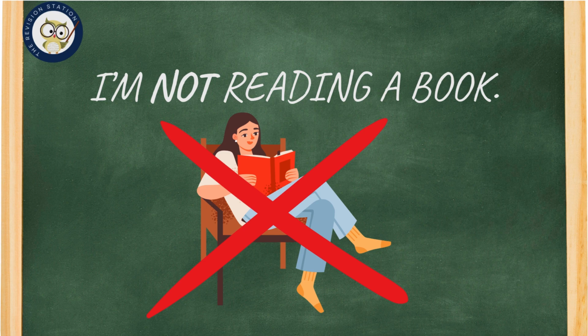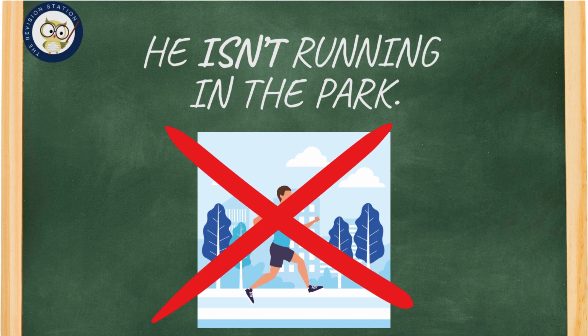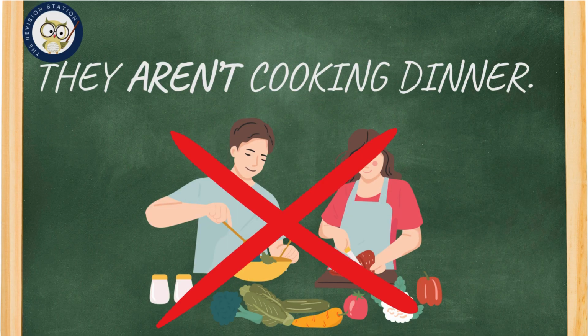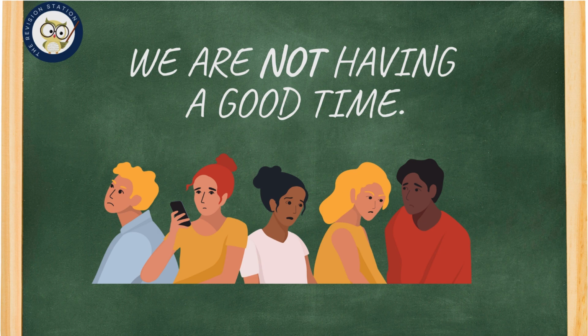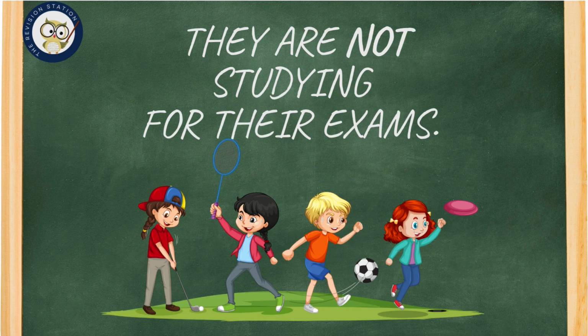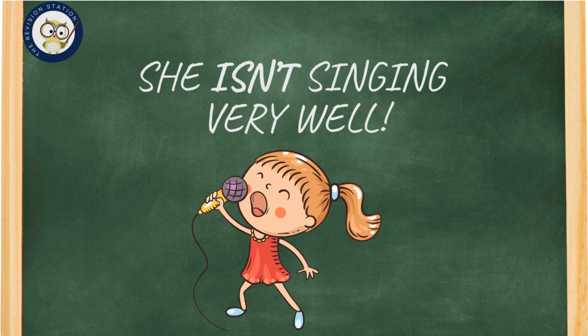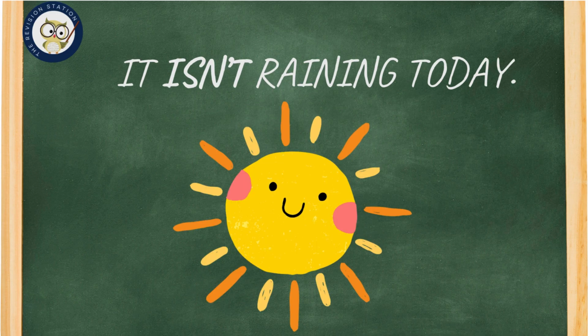I'm not reading a book. He isn't running in the park. They aren't cooking dinner. We are not having a good time. They are not studying for their exams. She isn't singing very well. It isn't raining today.